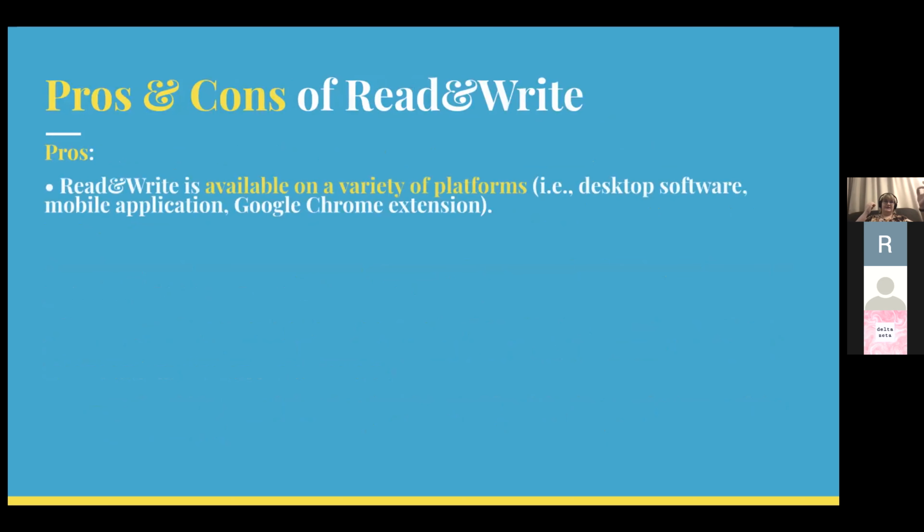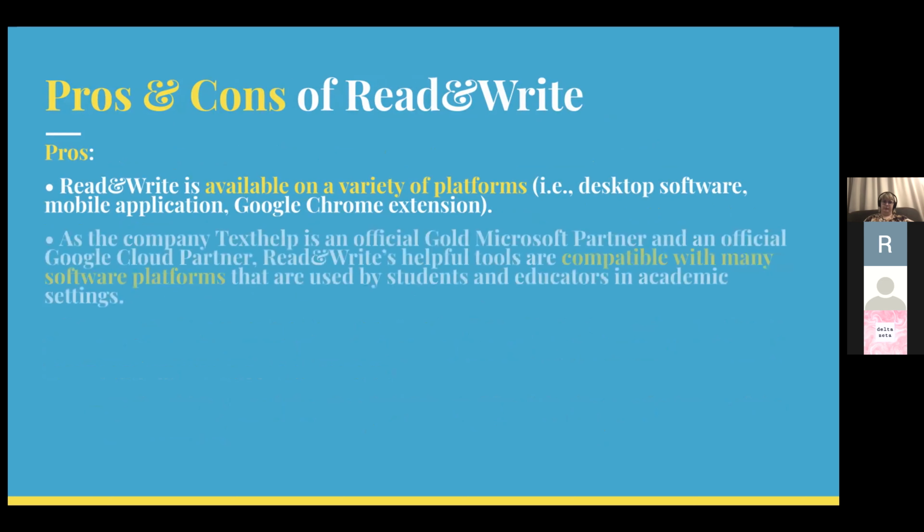So pros, it's very wide ranging in terms of the many different platforms you can use it on. You can use it on a computer, you can use it on a phone or a tablet, and also you can use it as a built-in Chrome extension for your Chrome profile. Because the company TextHelp is an official partner with Microsoft and Google Cloud, all of TextHelp's platforms, including Read and Write, are compatible with many of the software platforms that are commonly used by teachers and students in the classroom.